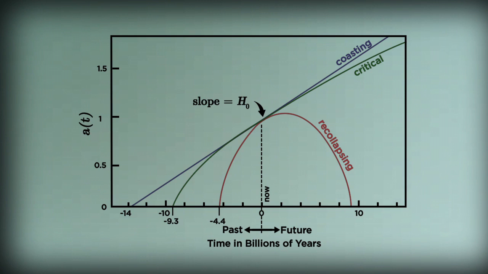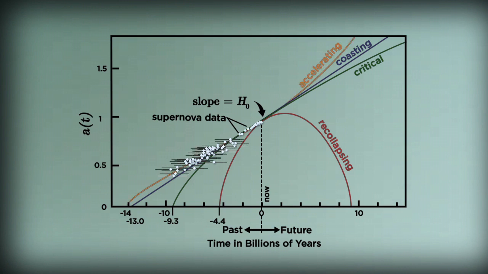So now let's take a look at the supernova data. Which of these models turns out to be closest to the truth? The answer is none of them. The data points are higher than any of the curves. What does that mean? Well, if we want to connect the data points to the present day, when a equals 1 and the slope is H0, we need to draw a curve that bends upward. The scale factor is not just increasing. The rate of increase has grown with time. The expansion of the universe is not decelerating, and it's not coasting. It's accelerating.